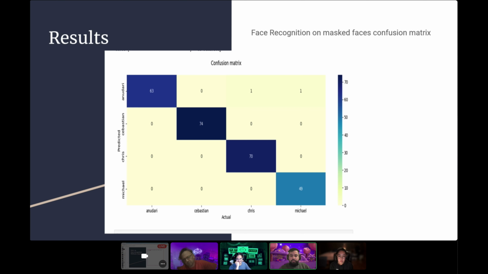So these are the results for my model, the confusion matrix. As you can see, it got 63 photos right for Anudari. It confused one of them to be Chris and another one to be Michael. For me, it got 74 right out of 74. For Chris, it got 70 out of 70. And for Michael, it got 49 out of 49.